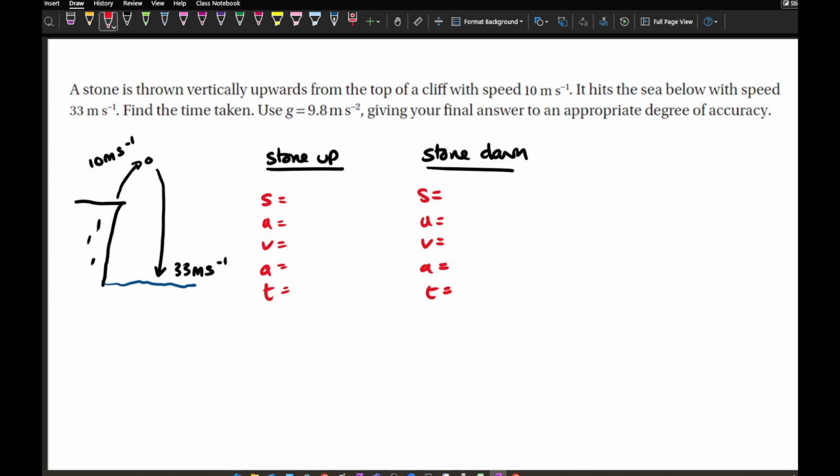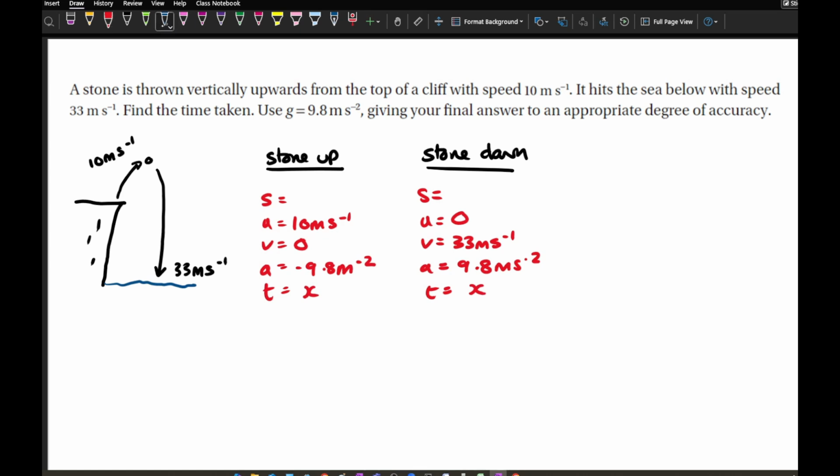So for the stone going up, we know that the initial speed is 10 meters per second. We know that the final velocity is 0, and we know that the acceleration is going against gravity, so that's minus 9.8 meters per second squared. And for the stone going down, we know that the initial velocity is 0, the final velocity is 33 meters per second, and we know it's going with gravity, so that's going to be positive 9.8 meters per second squared. And what the question is asking me to do is to find what the total time is.